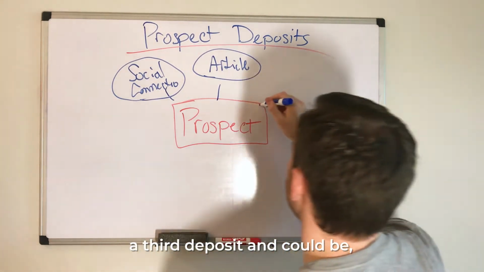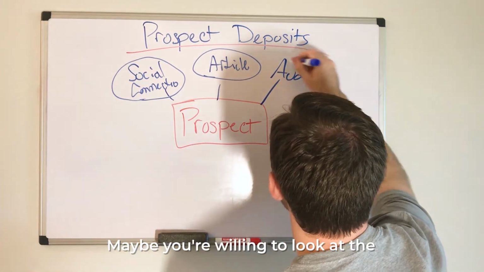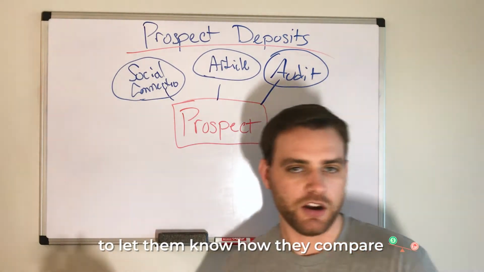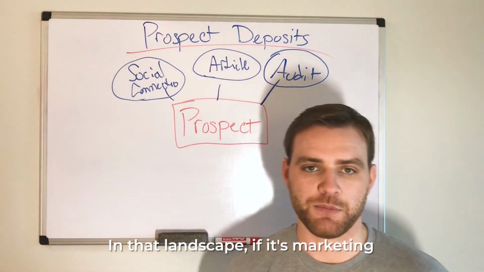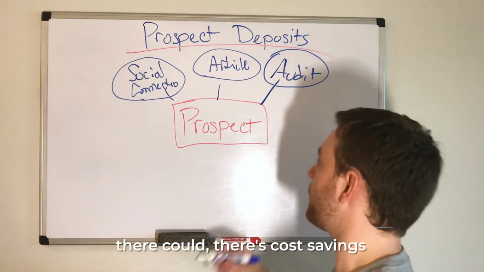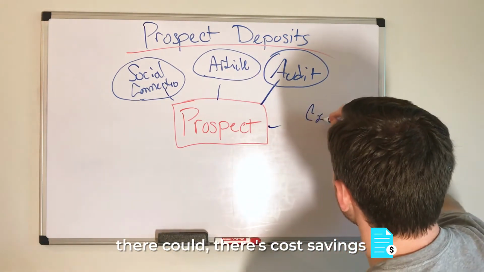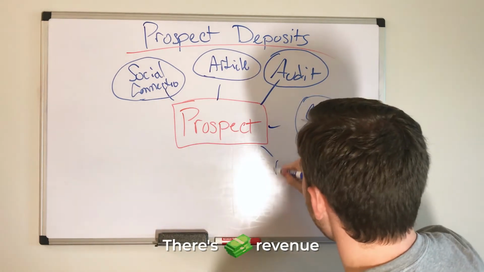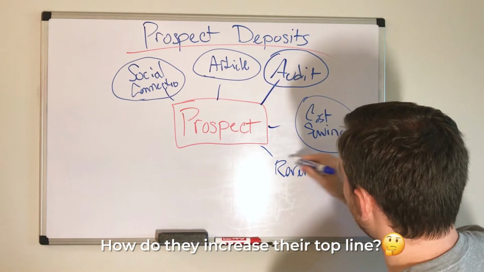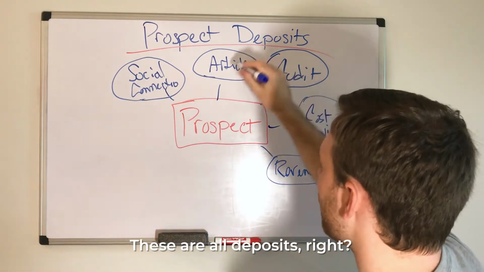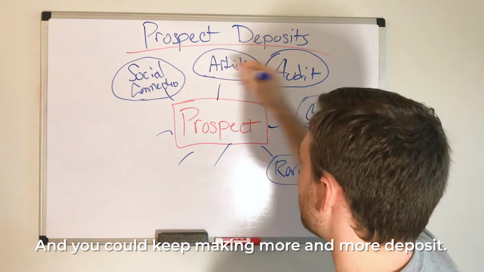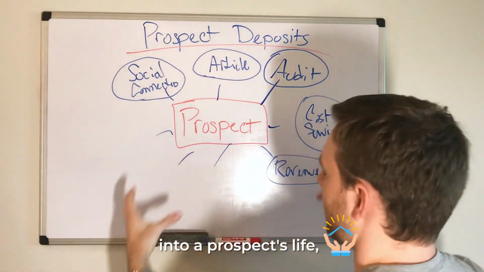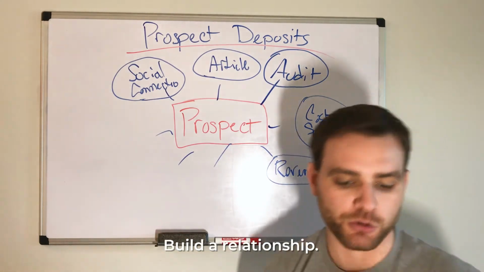Third deposit, there's another, like maybe an audit. Maybe you're willing to look at the competitors on their behalf to let them know how they compare in that landscape, if it's marketing or whatever it might be. There's cost savings. You show them how to save money, right? There's revenue. How do they increase their top line? Everyone wants to know that. So these are all deposits, right? And you can keep making more and more deposits. So that's how we actually add deposits into a prospect's life, which is going to get them that much closer, build a relationship.